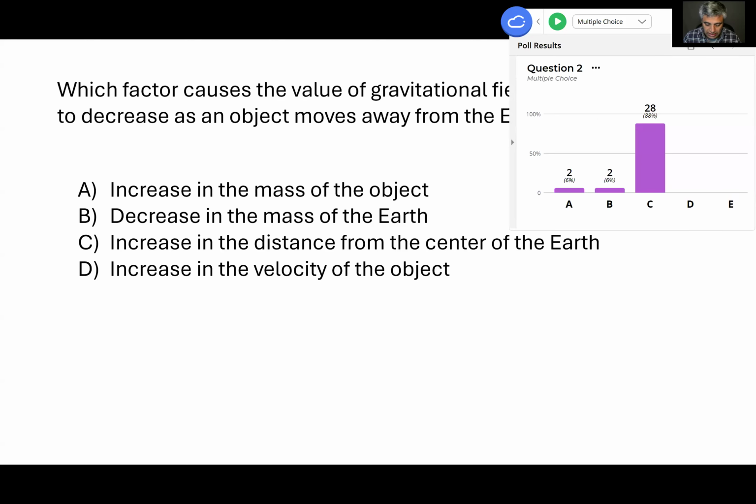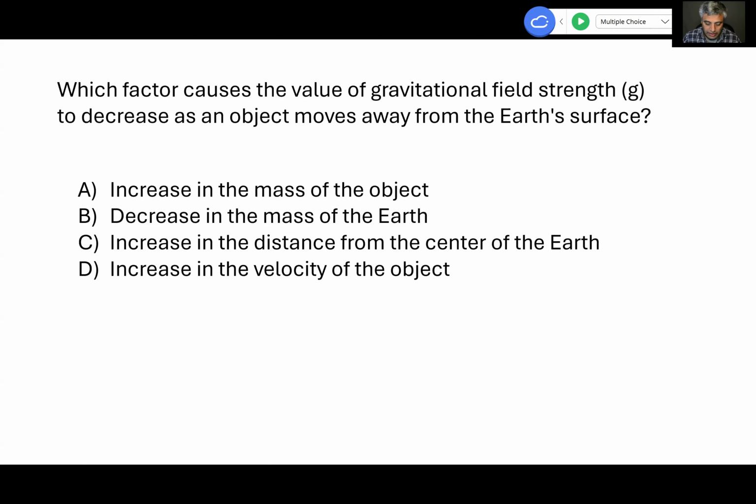Okay, so mostly C. So yes, increase in the distance. That is the correct answer. So gravitational field strength g equals G M over r squared. If we are talking about Earth, this is going to be the mass of the Earth. So when does g become smaller? When r becomes larger. That's what that equation is saying.